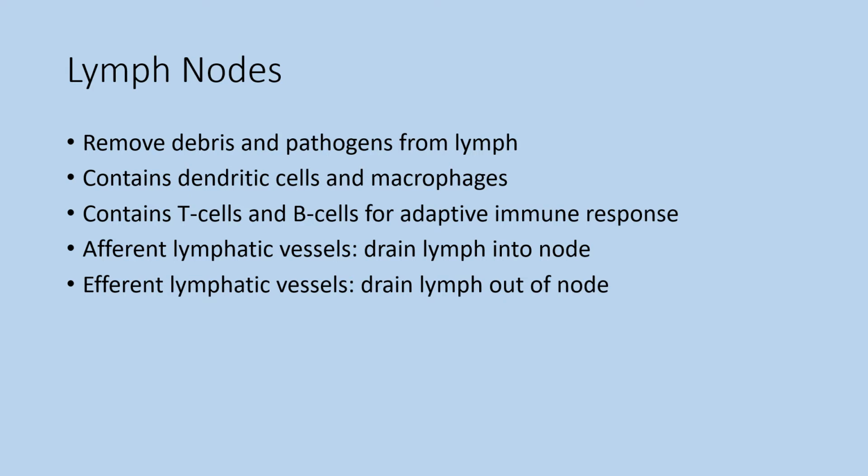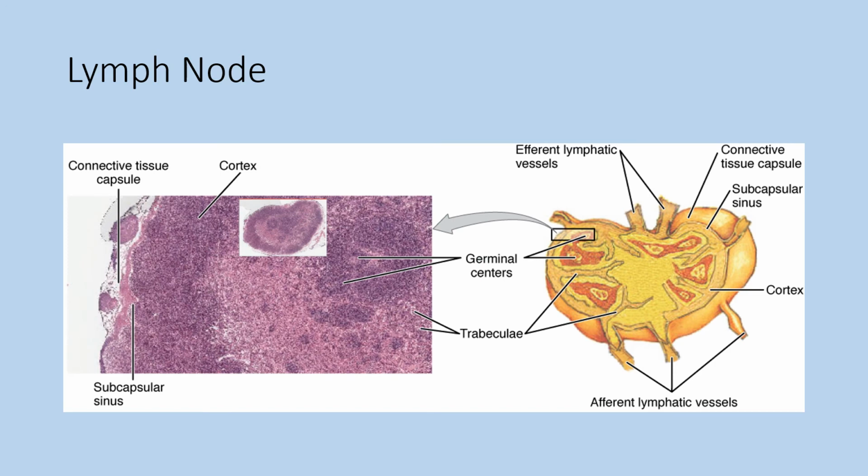With the lymph nodes, all the lymphatic vessels that are draining into the lymph node are known as your afferent lymphatic vessels. So they're draining into the lymph node. The efferent are the ones that are draining the lymph out of the node, so as it's leaving. So afferent is arriving, efferent is leaving.